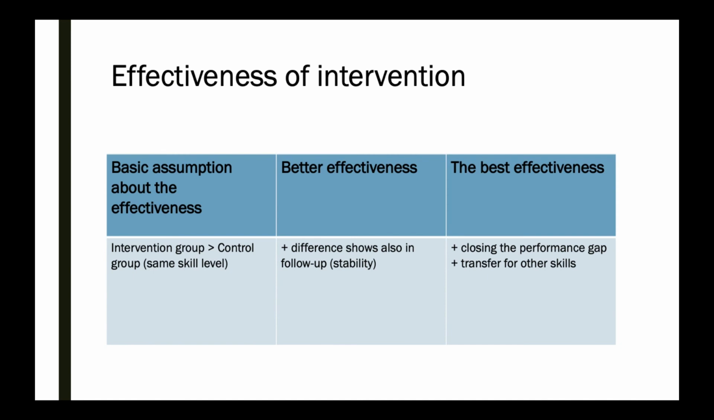When talking about whether our intervention program in the end was effective or not, we can use some general guidelines to begin with. The basic assumption would be that if the intervention group performs better after the intervention than the control group, then we can say that the intervention program was effective. The effect is even better if these differences are still shown in the follow-up. The ideal situation would be that the low-performing intervention group catches up with the typically performing children after the intervention ends, and maybe these learned skills also transfer to some other skills.